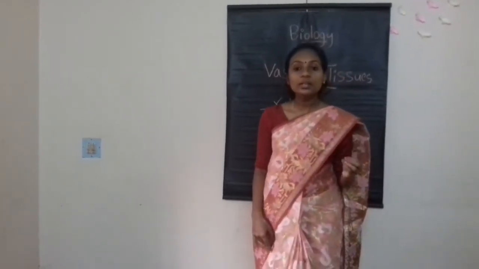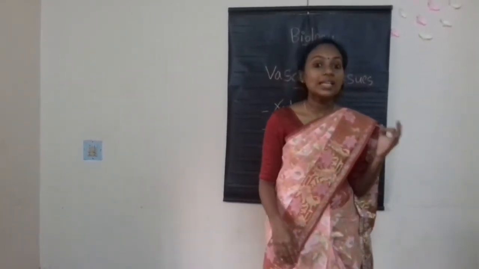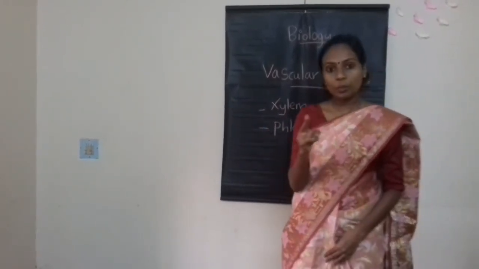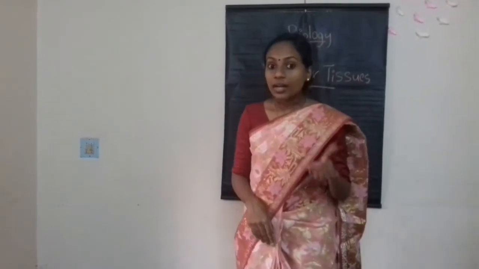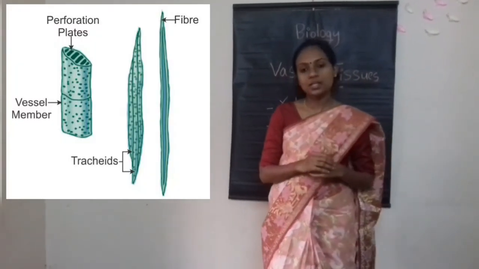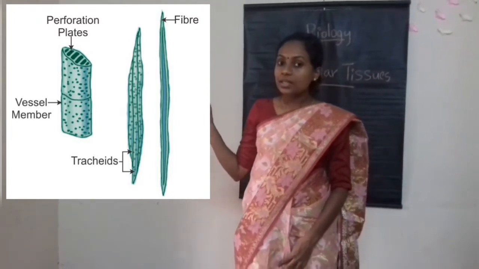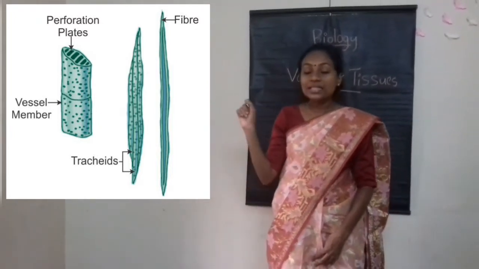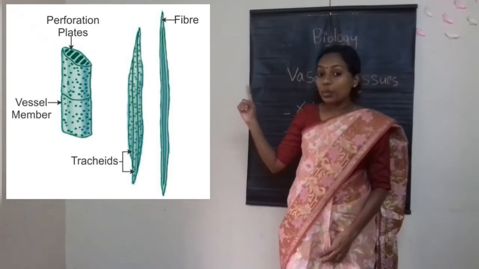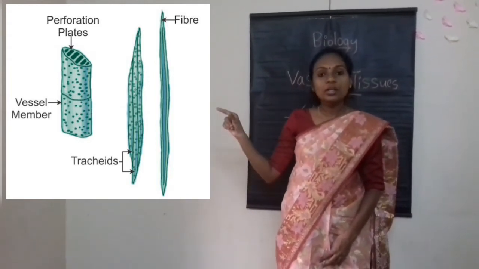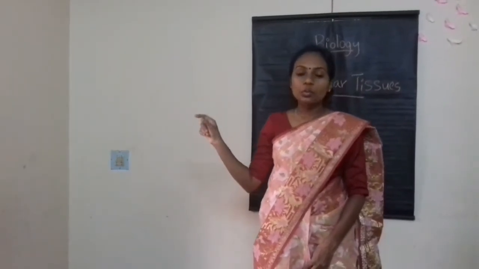Xylem is found in root, stem and leaves of higher plants. This xylem contains two parts, which are the tracheids and vessels. These are the two types of cells. Tracheids are long and tapered cells. Here you can see the picture of tracheids in xylem. And vessels. The vessel diameter is greater than that of tracheids. That is also a long tube cell.